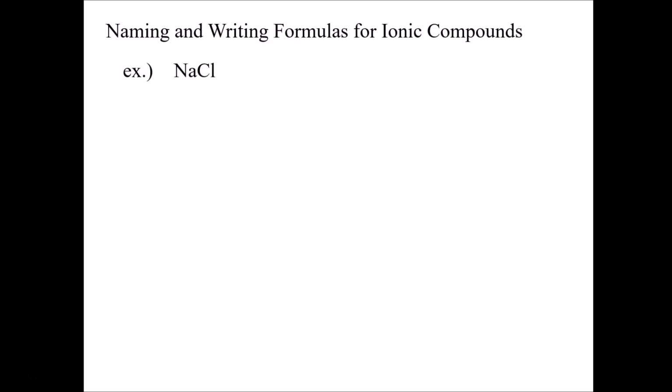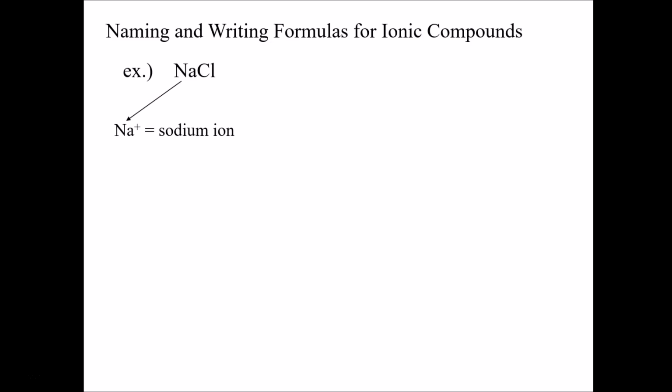So if you were to find Na on the periodic table, it's in the first group, right? It's in group 1. So Na is always positive 1. Do we need to tell somebody that it is always positive 1? Nope. So the name of the Na part here is just sodium, right? That's the sodium ion.